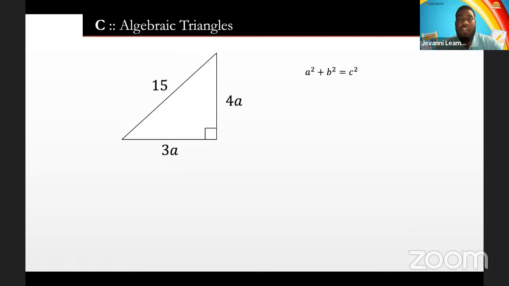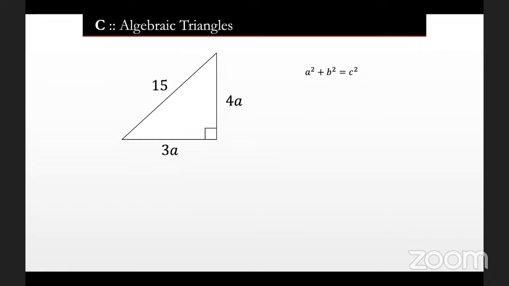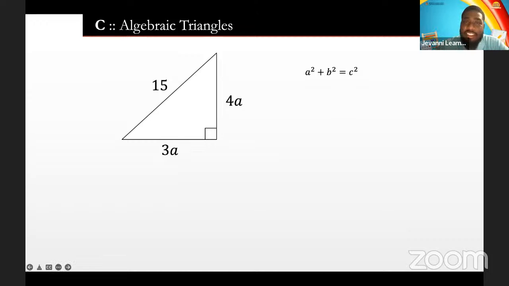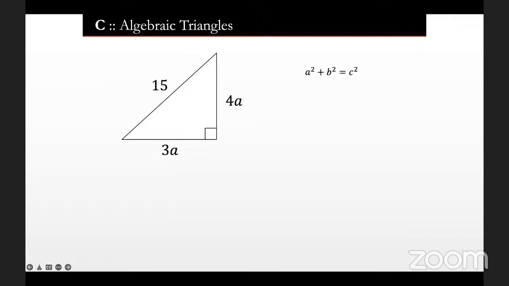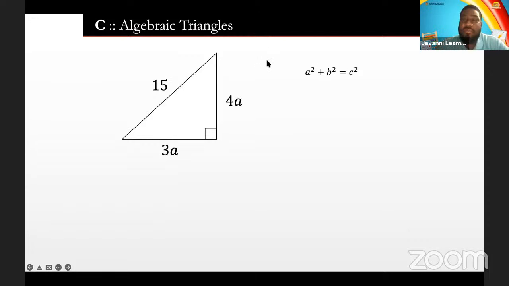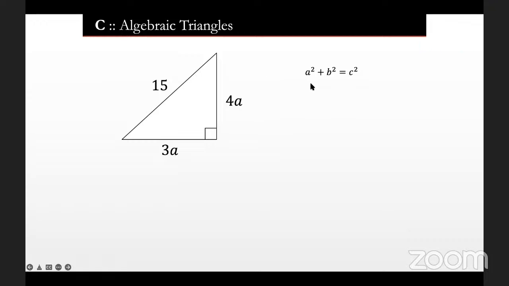So A squared plus B squared, the sum of the squares of the shorter sides, is equal to C squared. I think we're getting tired of saying this, but we need to have emphasis on that. C is the hypotenuse. So what would the value of C be in this right angle triangle? What value represents C? You can type in the chat. 15, right. 15. Good.